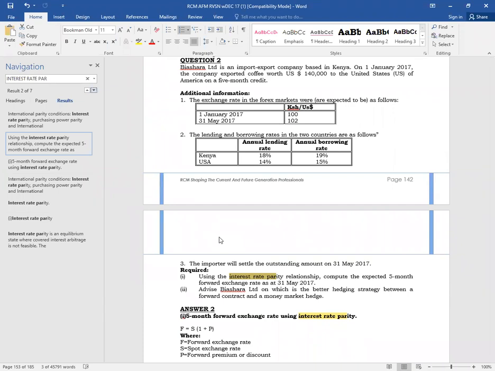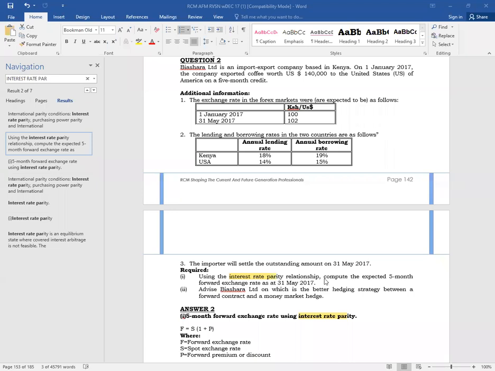Now, ladies and gentlemen, in terms of international trade, you may get this kind of question. Let me see the chats. Parity means the same. Thank you very much. Now look at this question, ladies and gentlemen.